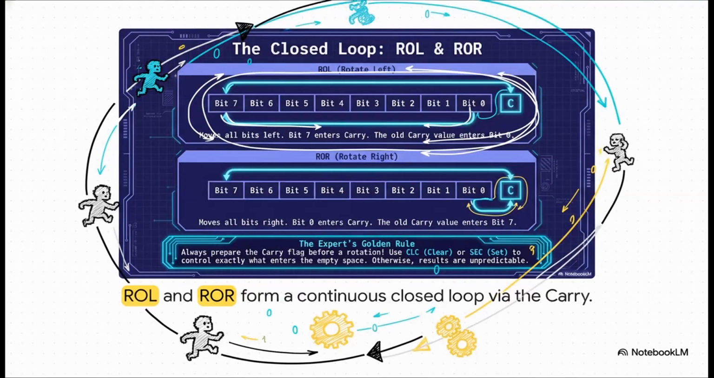But hey, what if you don't actually want to multiply or divide? What if you just want to smoothly animate a character sprite moving across the screen? Well, for that, we use rotations, specifically ROL and ROR. Notice how it forms a closed loop. The bit that fell into the carry drawer loops right back around into the empty space on the exact opposite side. It's this continuous, recycled flow of data that is absolutely perfect for scrolling graphics.